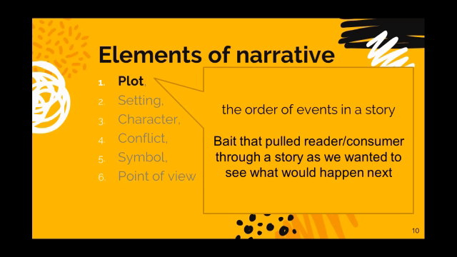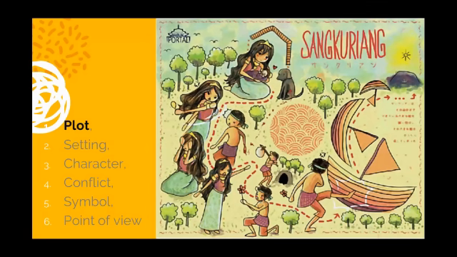Plot is basically a bait that pulls the reader or consumer or viewer through a story, as the consumers want to see what would happen next, what would happen in the following scene. For example, in the story of Sangkuriang and Dayang Sumbi, Dayang Sumbi's husband, who was manifested into a dog, was killed by Sangkuriang. Dayang Sumbi hit Sangkuriang's head very hard, so he got amnesia.